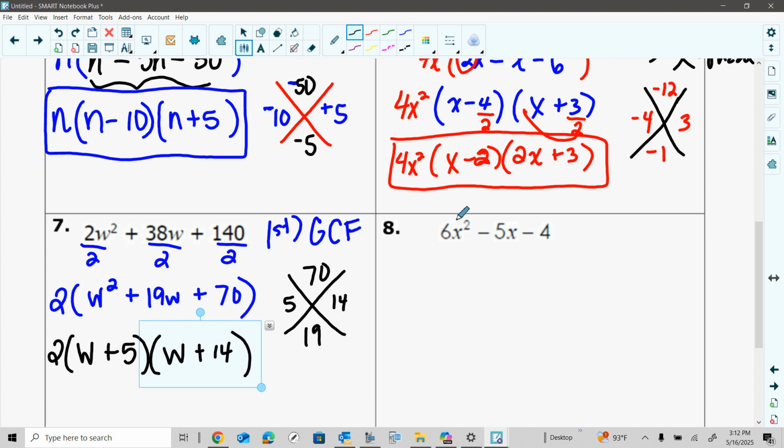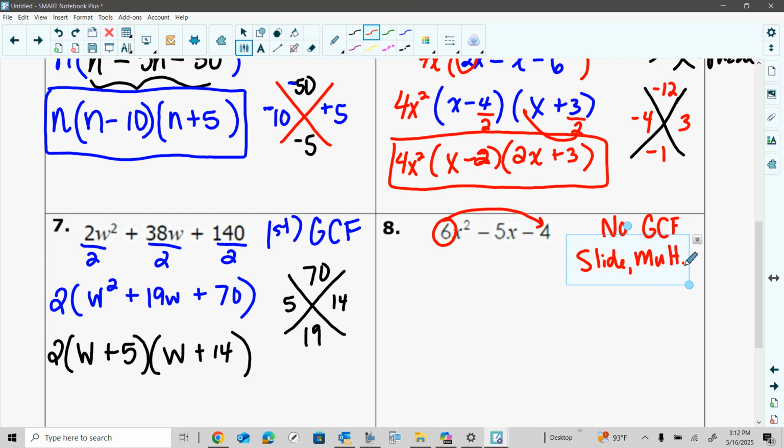Now, on our last one here, there is no GCF. There's nothing they have in common, so we have no GCF. That's when we have to go to that coefficient and slide and multiply. We slide the coefficient, multiply, and at the very end, we divide. Slide, multiply, divide. So I'm doing this 6 times the negative 4. In my x puzzle, I'm going to get negative 24.